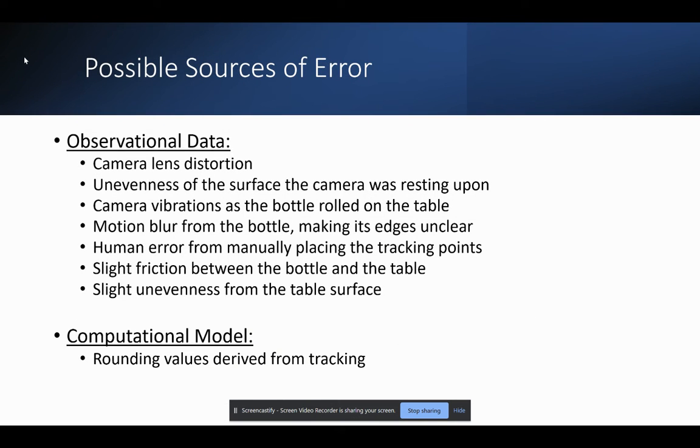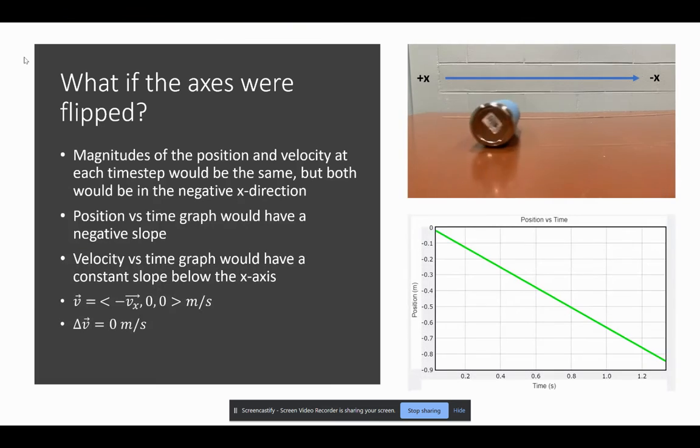This difference can be attributed to several sources of error, including camera lens distortion, unevenness from the surface the camera was resting upon, camera vibrations as the ball rolled on the table, motion blur from the bottle, making its edges unclear, human error from manually placing the tracking points, slight friction between the bottle and the table, and slight unevenness from the table surface. In addition, there could also be rounding values derived from the tracking for the computational model.